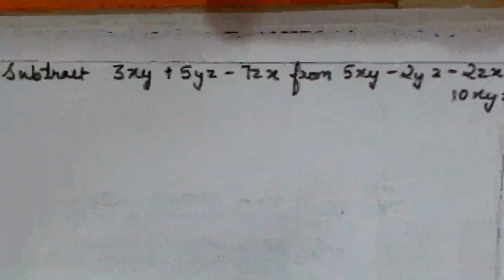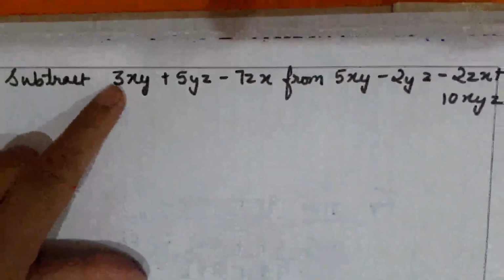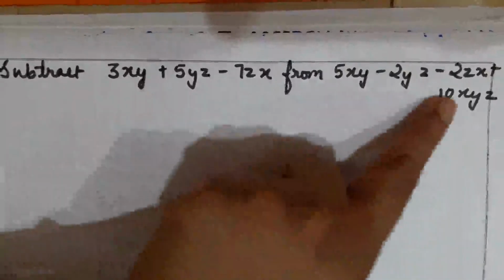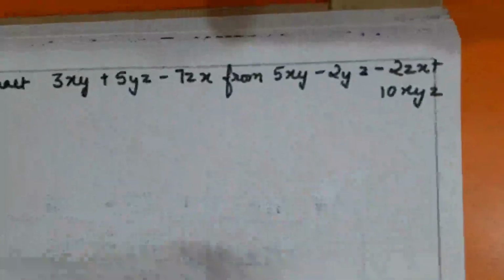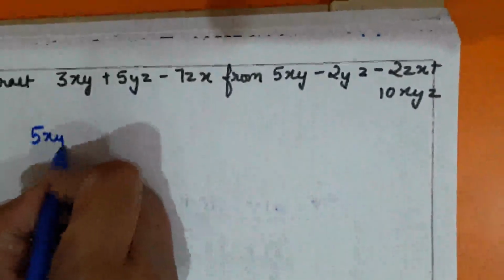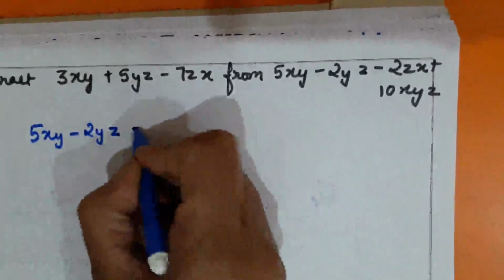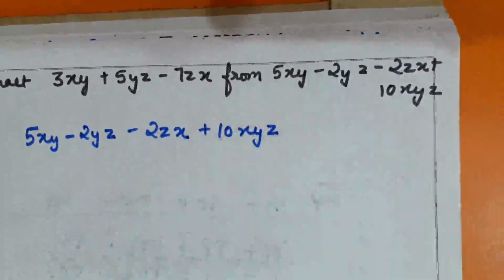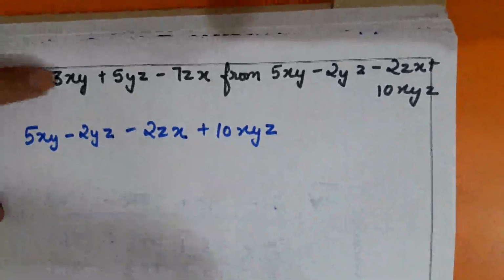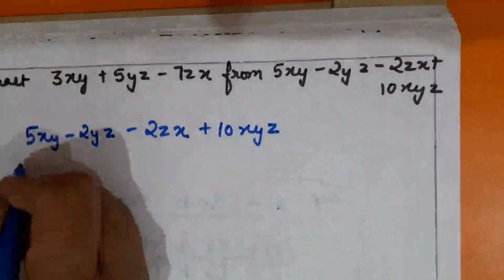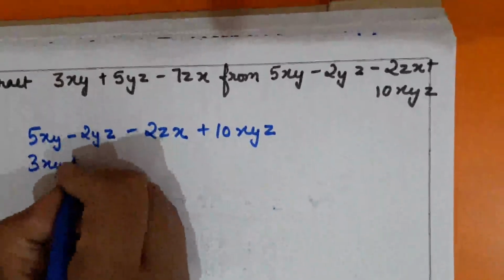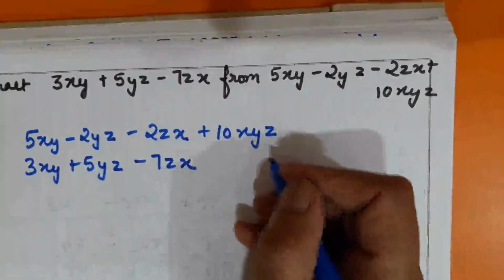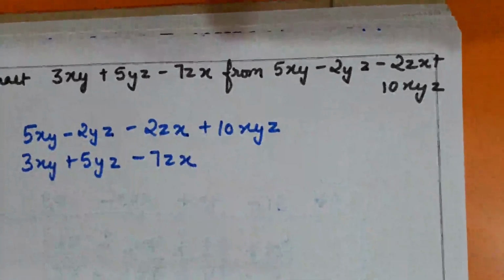In the next part also you have to subtract. The first expression is 3xy plus 5yz minus 7zx from this. So write the from part first: 5xy minus 2yz minus 2zx plus 10xyz. Okay, so I have written. Now put these values below here: plus 3xy plus 5yz minus 7zx.